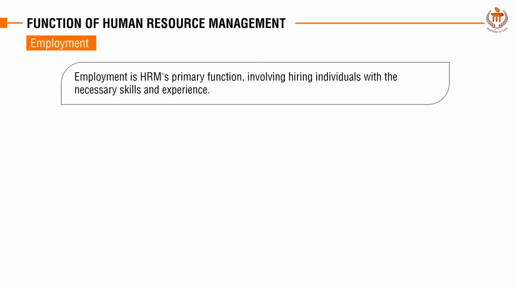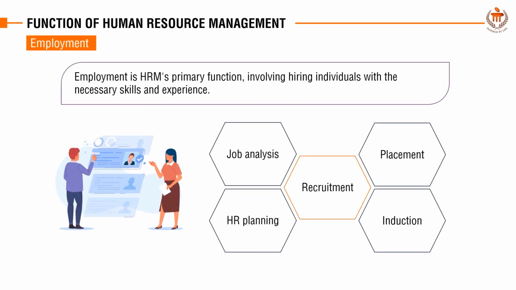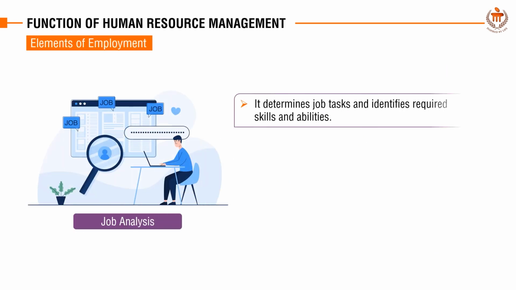First is employment. Employment is the first operative function of HRM. This involves procuring and employing individuals with suitable knowledge, skill, experience and aptitude necessary to perform various jobs. Employment includes functions such as job analysis, HR planning, recruitment, placement and induction. All these functions come under employment, which comes under the operative functions of the HR department. Now let us discuss one by one all these functions of employment.